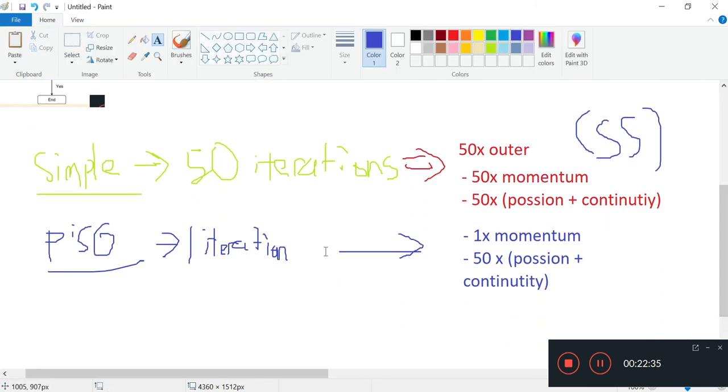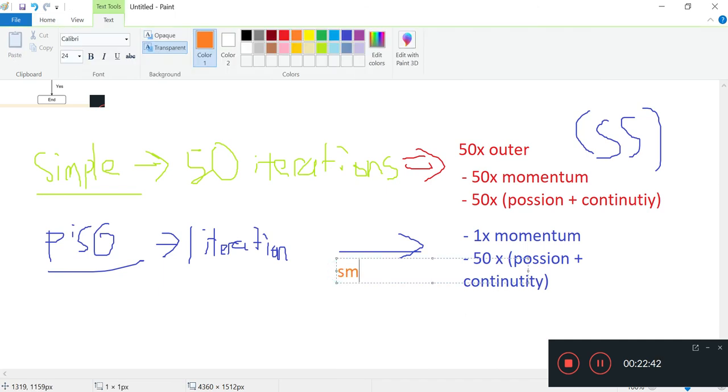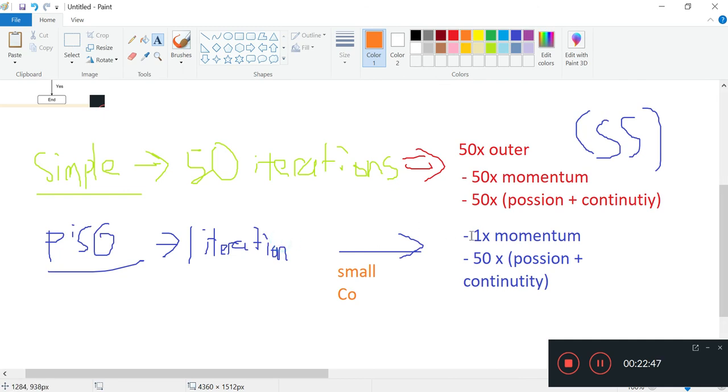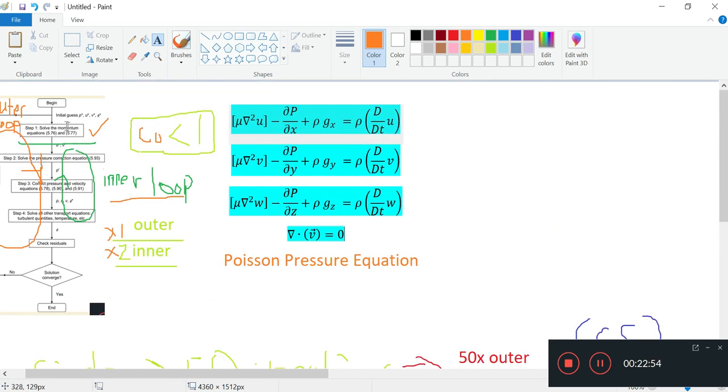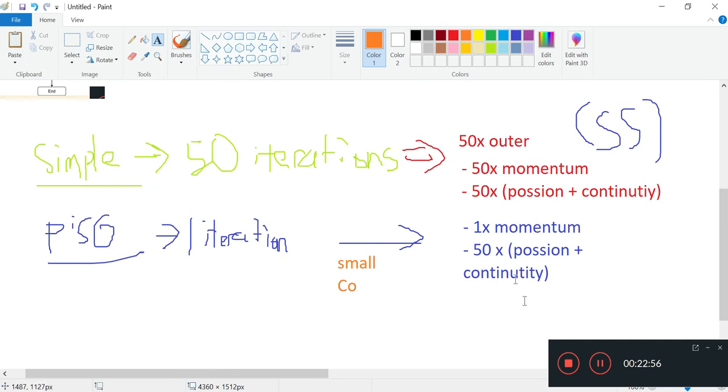And why can you exploit this? Because of a small Courant number, right? A small Courant number gives me the chance to exploit the fact that I can skip out on that momentum equation calculation. I can just do it once. Now I just cycle through the Poisson and continuity equation maybe 2-3 times or maybe 50 times if needed. But the reason why we can do this is we have a small Courant number.